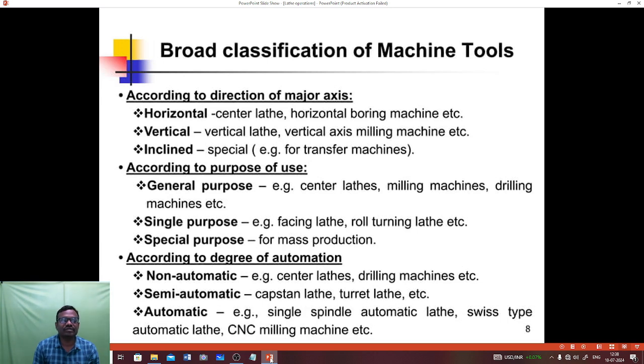According to purpose of use, we classify the machine tools as general purpose, for example center lathes, milling machines, drilling machines, etc. Single purpose machine tools, for example facing lathe, roll turning lathe, etc., and special purpose machines for mass production. According to degree of automation: non-automatic, for example center lathes, drilling machines, etc. Semi-automatic, for example capstan lathe, turret lathe, etc. And automatic machine tools, for example single spindle automatic lathe, Swiss type automatic lathe, CNC milling machine, etc.